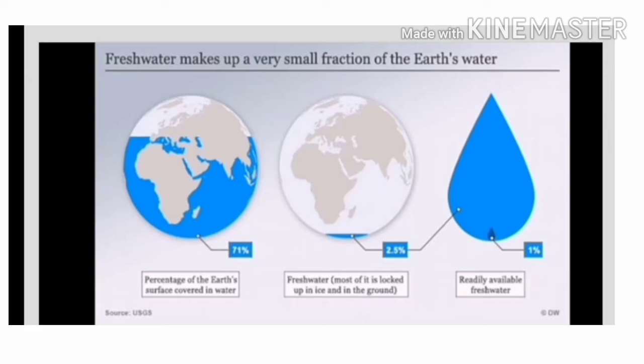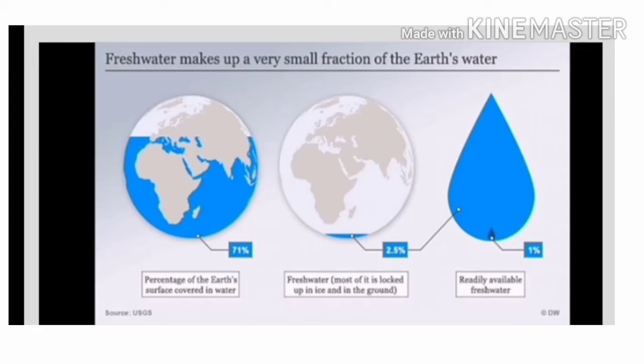In our earth, land and water are not in equal amounts, and water is not at the same level. Around 71% of the surface is covered by water, but there is land even below this water. But like land, water is not at the same level, it is uneven. So the percentage of the earth's surface covered in water is 71%. Fresh water, most of it is locked up in the ice and in the ground; 2.5 or 1% is readily available fresh water.